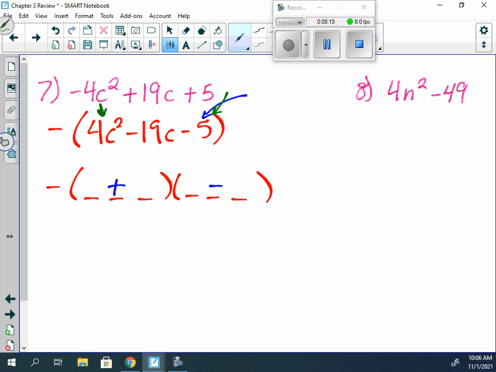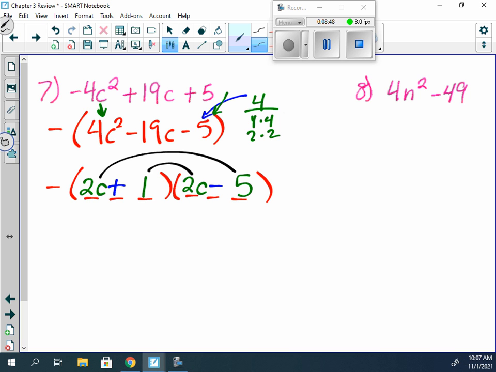Then we'll look at the factors of the first and third term. Well, we will have c and c, but our factors of 4 are 1 and 4 or 2 and 2. Which one do we want to try first? 2 and 2. And the factors of 5 are 1 and 5. And lastly, we can check this here. 2c times negative 5 would be negative 10c. 1 times 2c is plus 2c, which gives us negative 8c.